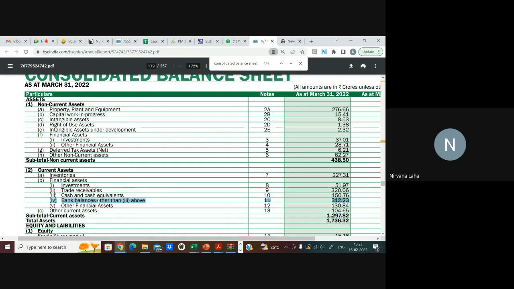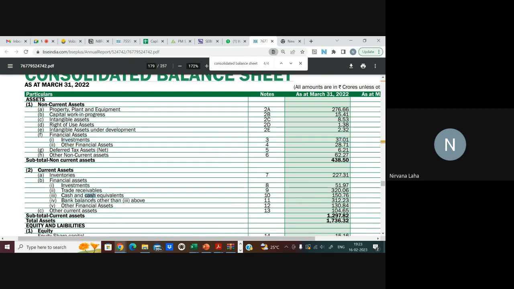So bank balances other than cash and cash equivalents are usually FDs, fixed deposits of maturity less than 1 year. You can have 3-month maturity, 6-month maturity, whatever. So the company parks it in an FD of a small duration because it doesn't immediately need it, but it will need it maybe in less than 1 year. So it doesn't want to do a 2-year FD, 3-year FD. The investments which are non-current are more longer term. They could be in stocks, they could be in FDs with more than 1 year maturity, etc.